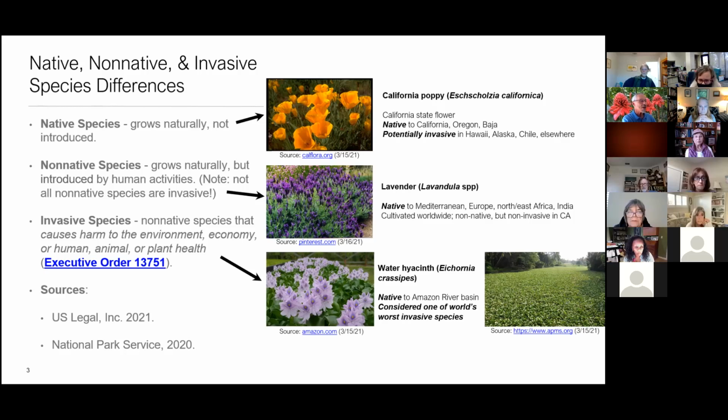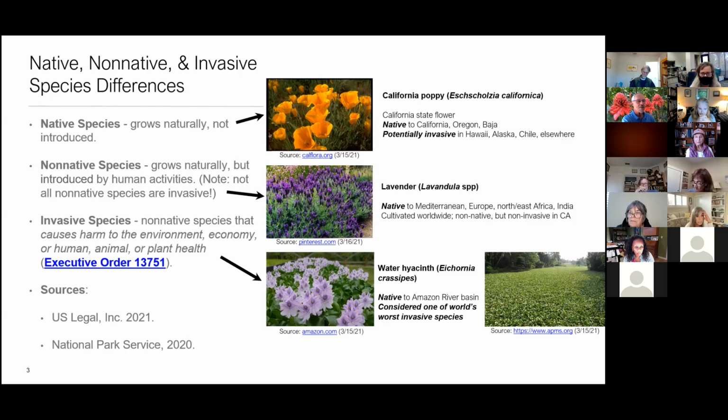The non-native species are those that grow naturally in a given region, but they are introduced by human activities. And very importantly here, it's important to know that just because a species is introduced by human activities does not make it invasive. It's considered an invasive species if it meets, in the third bullet there, a legal definition by federal executive order.